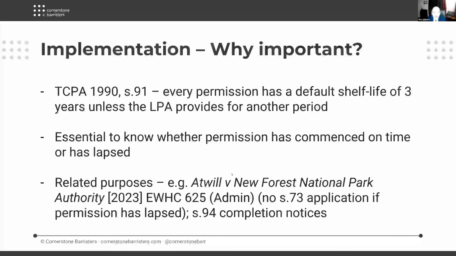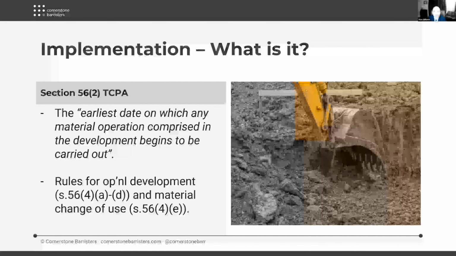Similarly, under Section 94 of the Act, for example, an LPA may decide that development's commenced but not completed, and it may wish to issue a completion notice. And so for that reason, an authority may wish to know whether and when a permission has been implemented. So ultimately, it's time limits, but this issue of implementation crops up in various situations. So what does it mean to implement a permission then? Well, the answer is given by Section 56 of the 1990 Act.